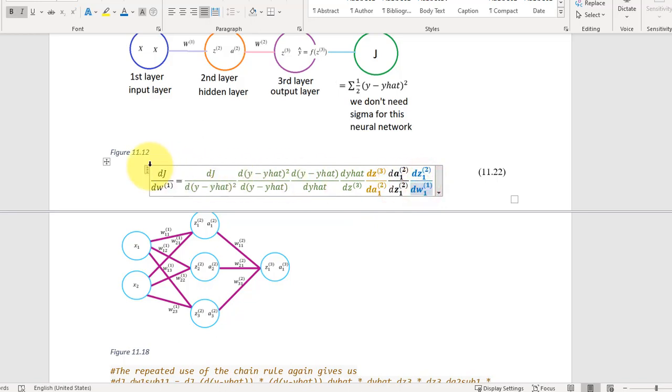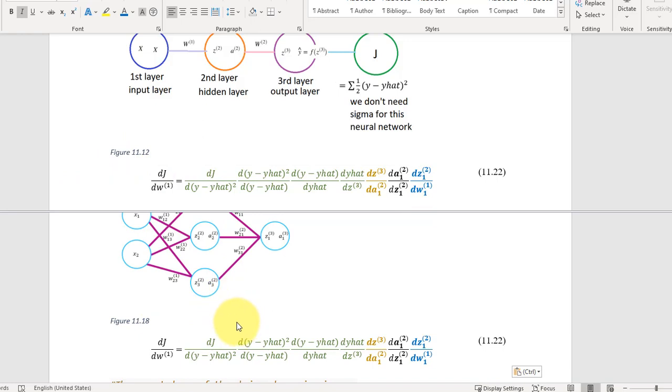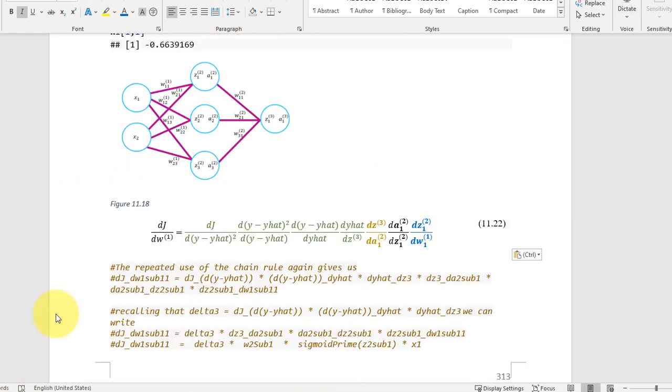So let's copy this and put it down here so we can refer to it. Let's ask, what is this gold term here? That's dz3, here's z3, dA1. dz3 dA1 is going to give us W21.